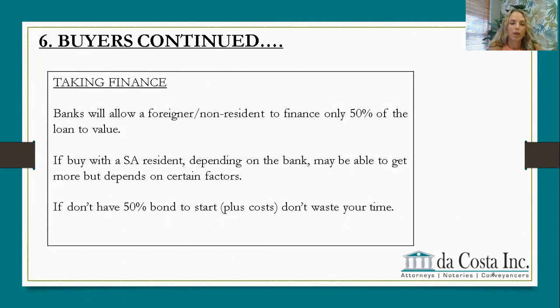Okay. If they're buying with an SA resident, different banks have different policies, but basically the general rule is the 50%, but in some instances, if the primary applicant is South African, then you might be able to get a little bit more. Okay.